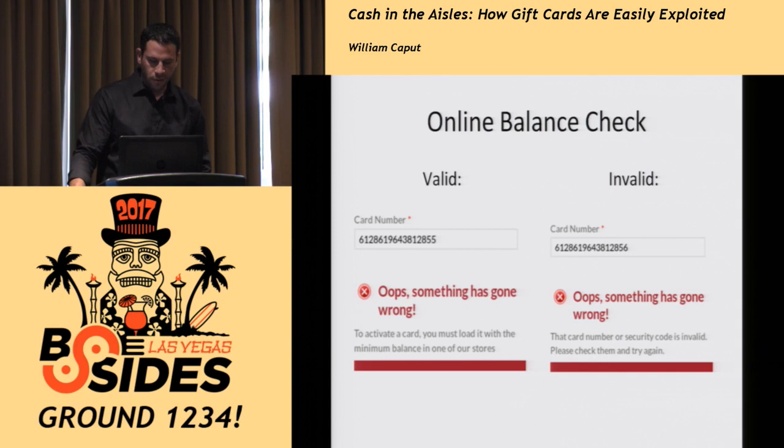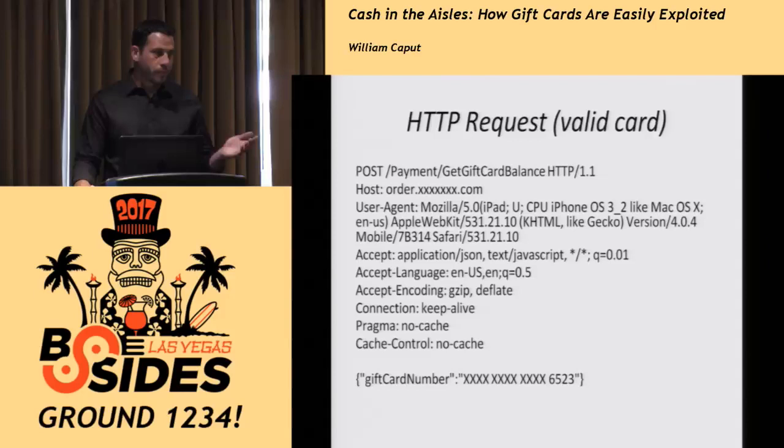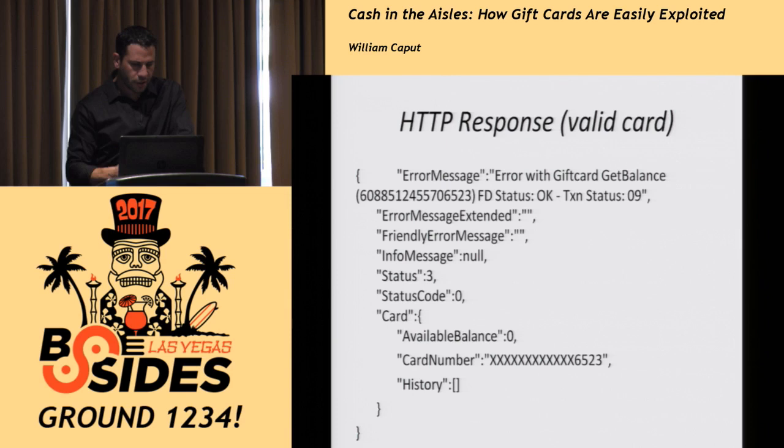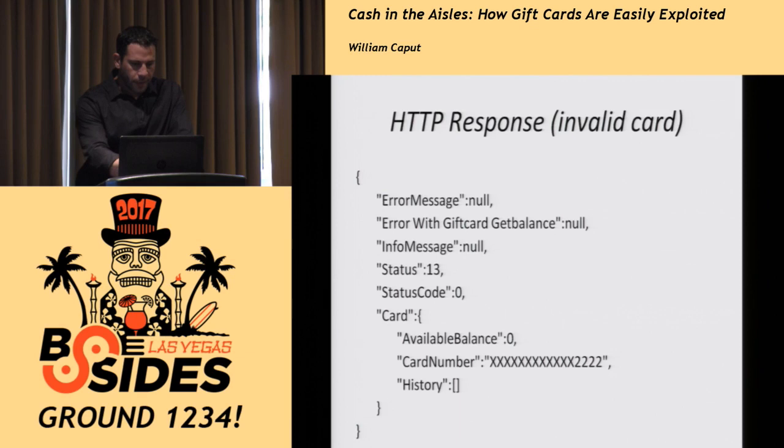So here's a valid card. You're familiar with POST requests. Use a proxy tool; we use Burp for this particular example. The POST request has the gift card number in it. You send that through for a valid card, and the response comes back: this card doesn't have any money on it. So it's a valid card. For an invalid card, you just make up a random number, and it comes back with a different error for gift card balance. So there's a difference in the response.